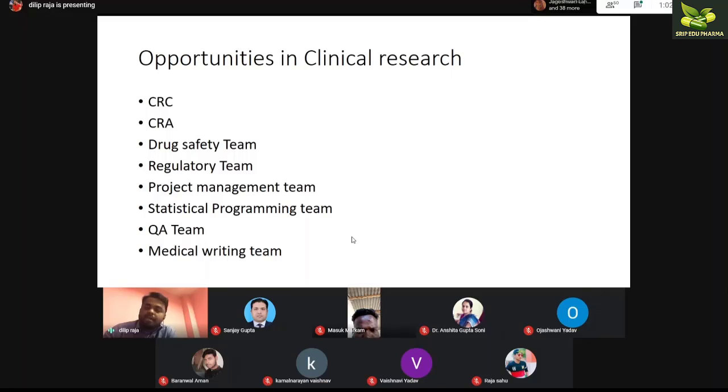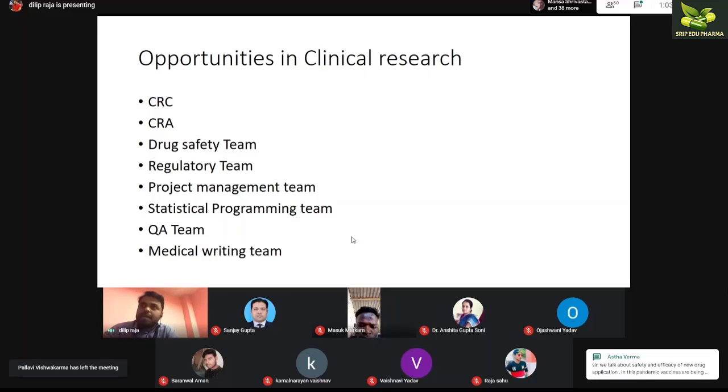And the statistical programming team is the team which analyzes the data obtained from the clinical study. Once a study completes, you'll get the data, and that data will be programmed statistically by the statistical programming team. Normally the SAS team works on it. The QA team also works with the sponsor as well as the CRO to assure the quality of that particular study, QA meaning quality assurance.